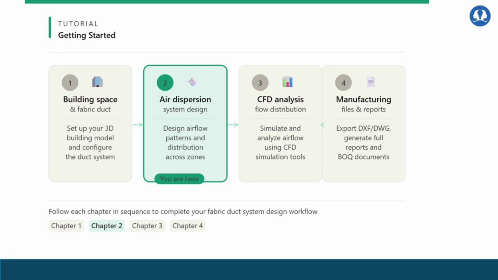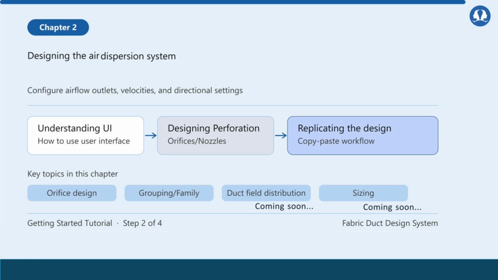Chapter 2. Designing the Air Dispersion System. Welcome back to Chapter 2 of the AHC-Fabric Tutorial Series. In this session, we will look at how to model air dispersion features, such as orifices and nozzles on a fabric duct, using the design stage.